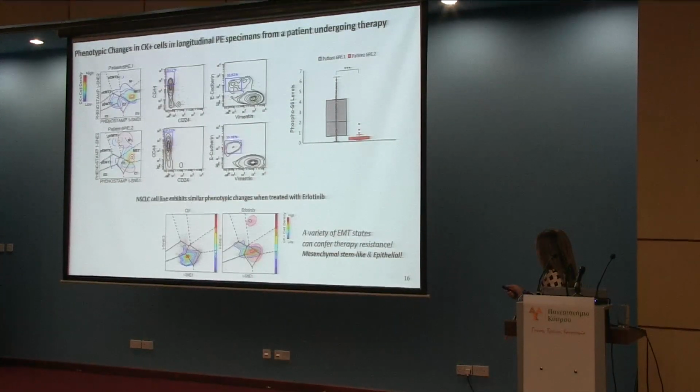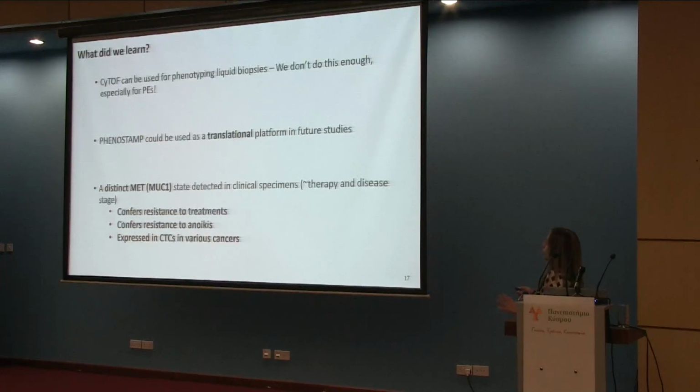So basically, we also saw this in in vitro studies. When we took lung cancer cells and treated them with a tyrosine kinase inhibitor, we saw a similar phenomenon. Some cells chose to be stem-like, some cells chose to be epithelial. And the main conclusion is that a variety of these different states, so there's such heterogeneity, could confer therapy resistance. So if you have the right tools to interrogate that, you can tailor therapy at a personalized level, one patient at a time. So what did we learn from this?